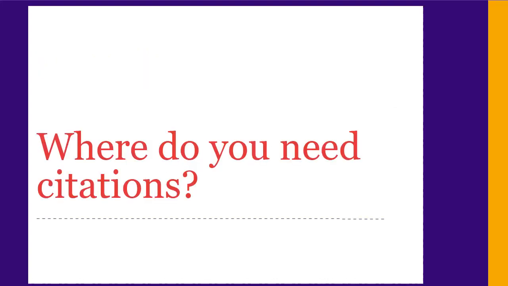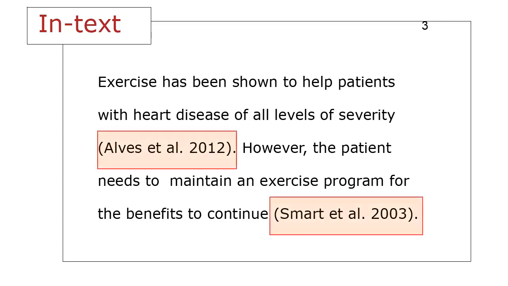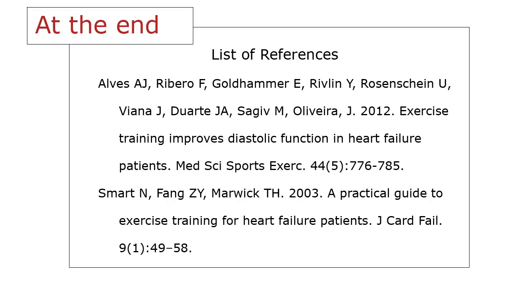First, where do you need to put citations? When you cite sources, your citation always needs to have two parts. The first part is in your paper or lab report, at the end of every sentence that uses ideas from a source. This lets readers know which source you used and is called an in-text citation. The second part of your citation is the list of all the sources you've used, which goes at the end of your paper or lab report and is called a list of references.